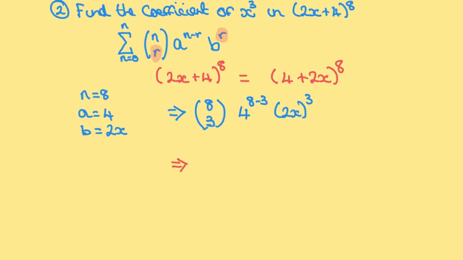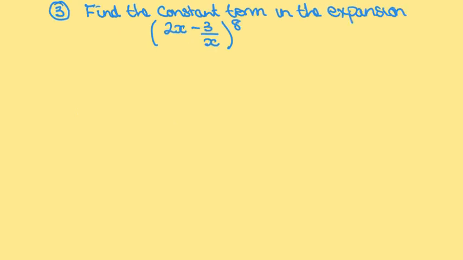Therefore, I will get 8 choose 3, which is 56, times 4 to the power of 5, times 2 cubed, times x cubed. Therefore, you get 458,752 x cubed. The coefficient of x cubed is 458,752. Question 3. Find the constant term in the expansion of (2x minus 3 over x) to the power of 8.